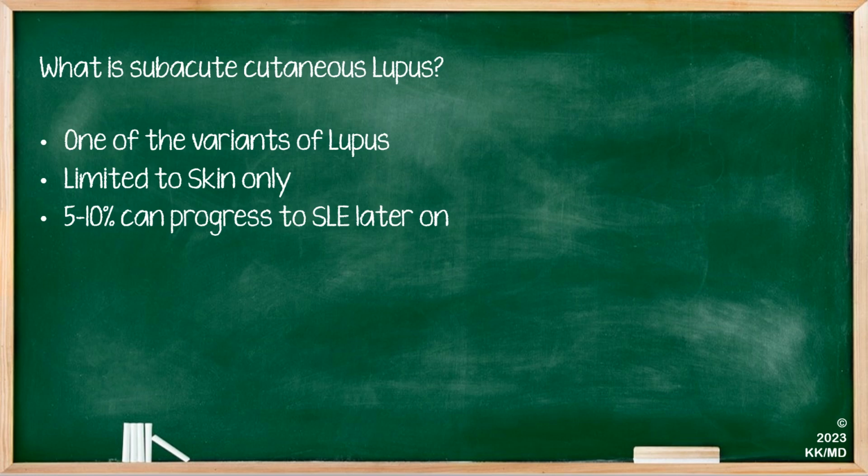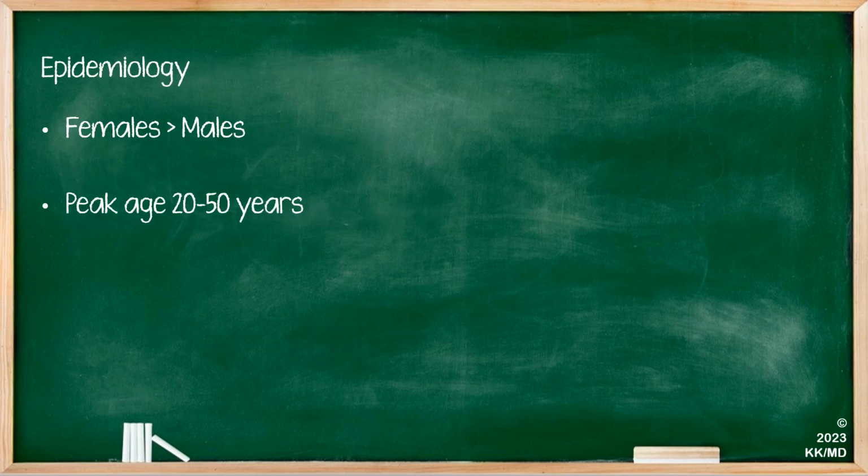So what is subacute cutaneous lupus? Well, as the name suggests, it is only limited to the skin, and as we already mentioned, it's one of the variants of lupus. In about 5 to 10% of cases, it can progress to SLE, or systemic lupus erythematosus, later on. In terms of the epidemiology, it's far more common in females than males, and the peak age is about 20 to 50 years. So in that sense, it's really quite similar to your systemic lupus erythematosus.